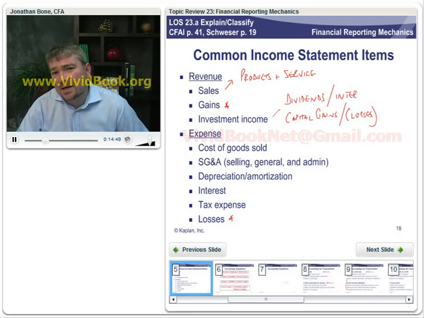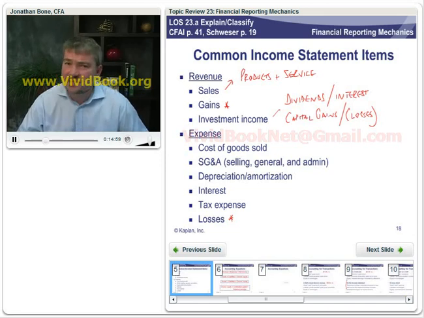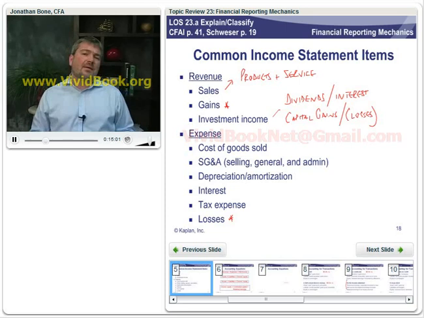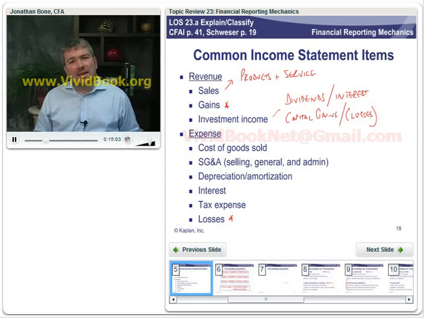Now we're also going to see that certain types of investments, unrealized gains and losses, so changes in market value prior to the disposal, also go through the income statement, but only for certain investments. And I don't want you to worry too heavily about that right now. We'll define those a little bit later. Okay, so those are our sources of revenues.